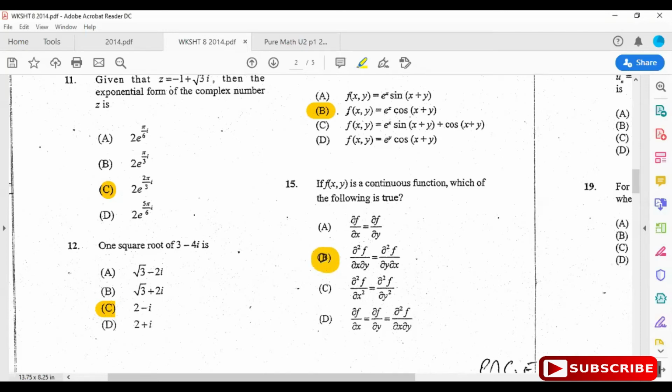In order for a function to be continuous, the second partial derivative, when you differentiate it with respect to x first, then with respect to y, should be equal to differentiating with respect to y first, then with respect to x. If it is continuous, it doesn't matter the order in which you differentiate, you should get the same derivative. For example, let's say f of x, y is equal to x squared plus y squared.